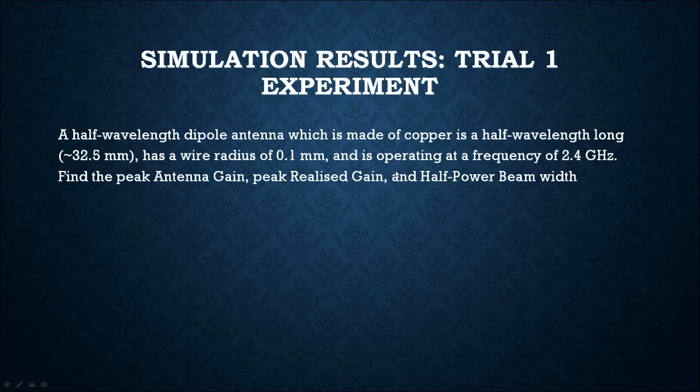So this first trial will demonstrate the results using a length of 32.5 millimeters, and then there's also going to be a second trial where we increase this length to a certain value. Once I show you the results, you're going to see the differences when it comes to the peak intended gain, the peak realized gain, and the half power beam width.